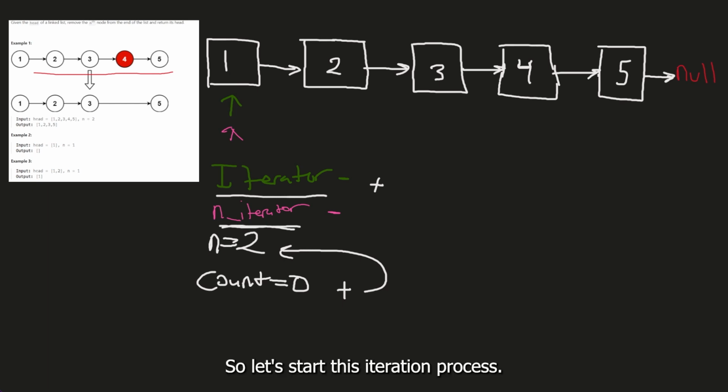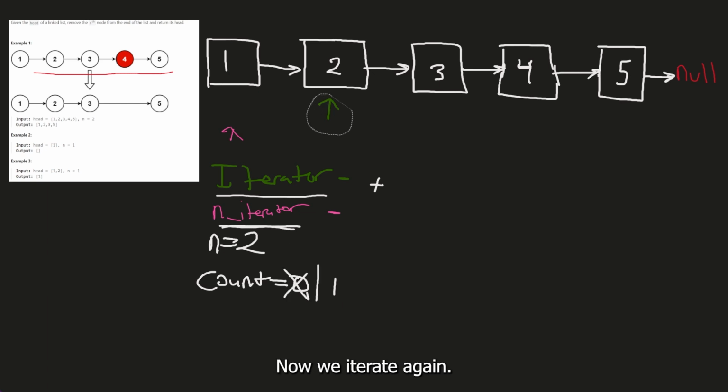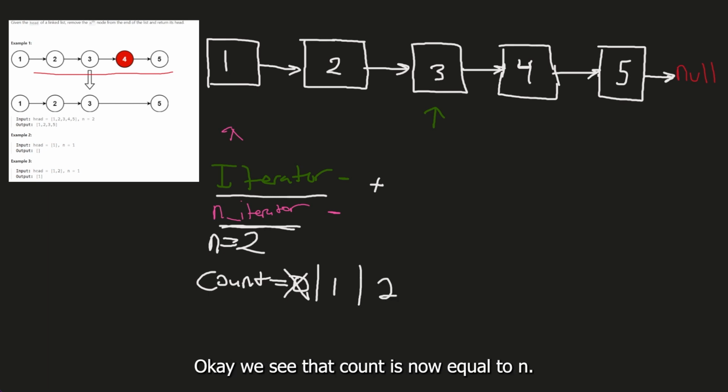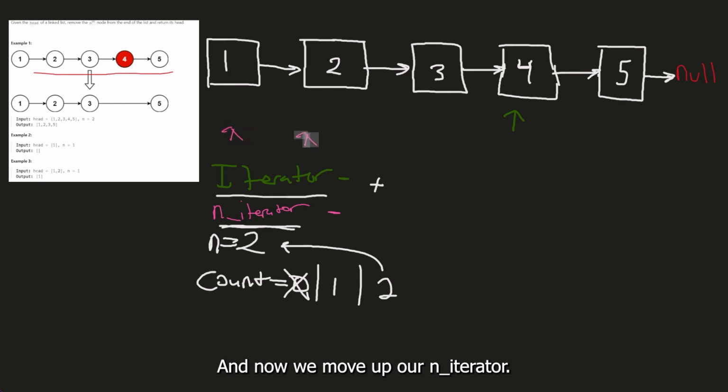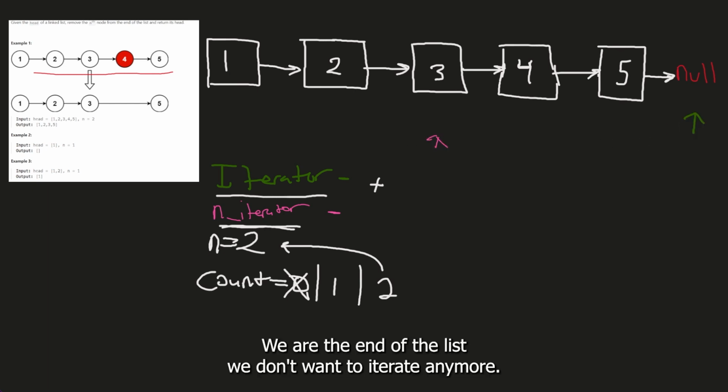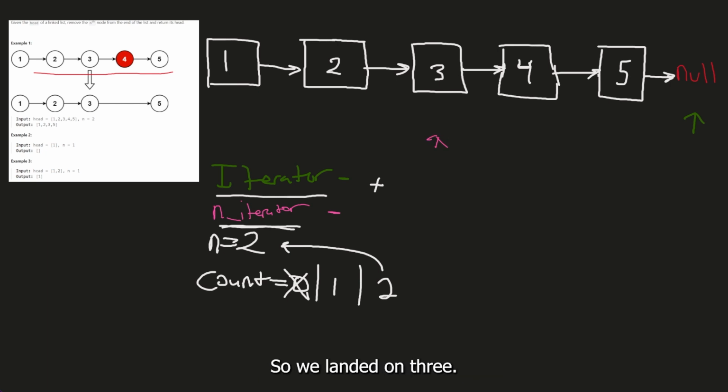So let's start this iteration process. Go up by 1, and now we increase count by 1. Now we iterate again, and now we increase count to 2. Okay, we see that count is now equal to n. So on the next iteration, we move it up, and now we move up our n iterator. 1. We iterate again. 2. And now we iterate one more time. Boom, we're at the end of the list, so we don't want to iterate anymore. So we landed on 3.